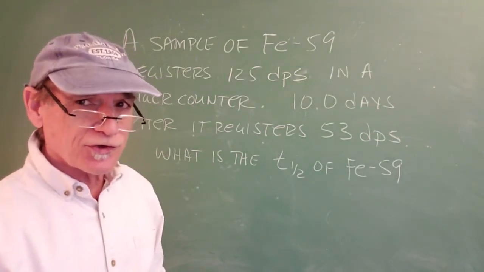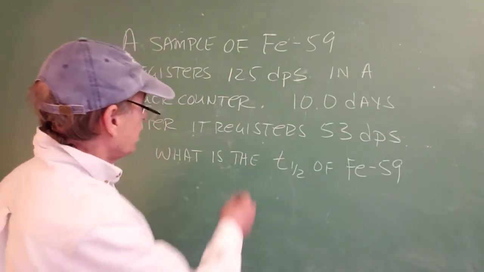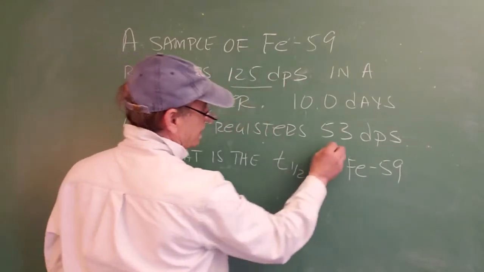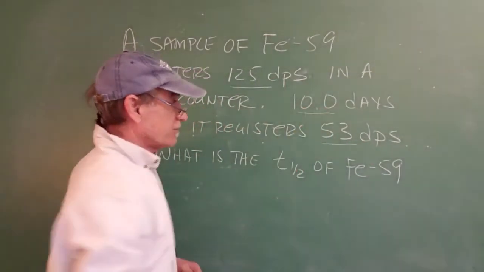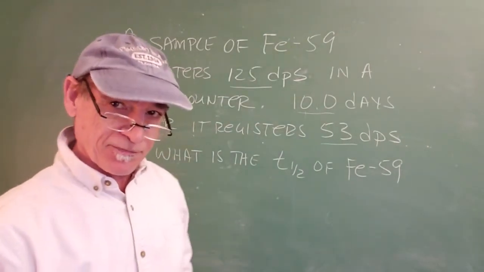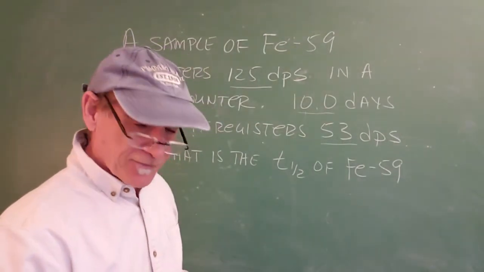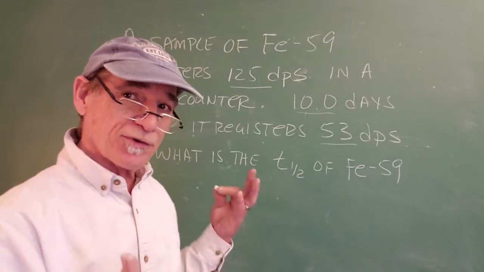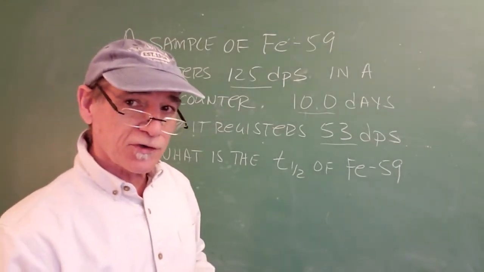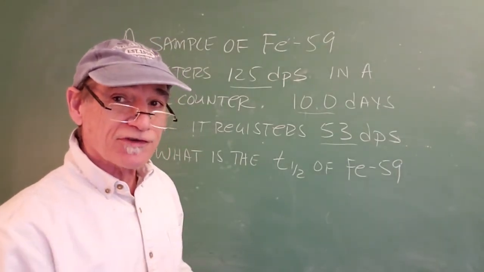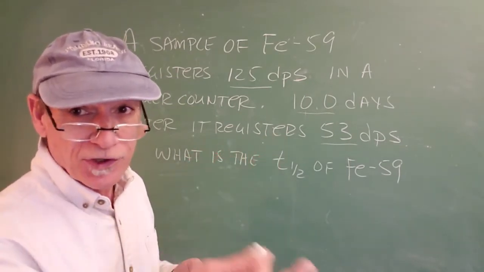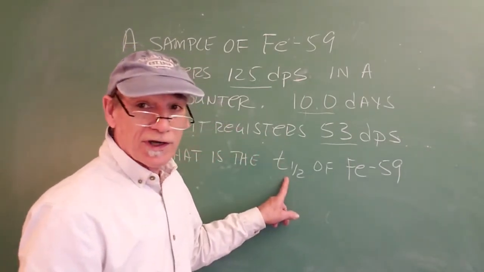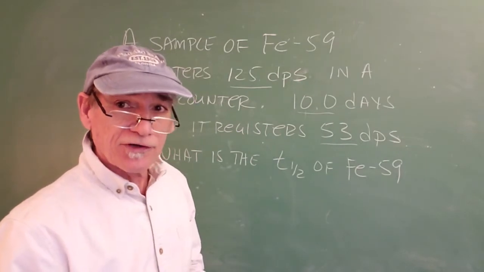We can use the first order time concentration equation and use the beginning and ending counts and the amount of time that's elapsed to figure out the rate constant K, the decay constant. That would be the only thing missing then from the first order time concentration equation. Once we have the value of K, then it's a simple quotient, 0.693 over K, would tell us the T1/2, the half-life. All right, so that's our plan.